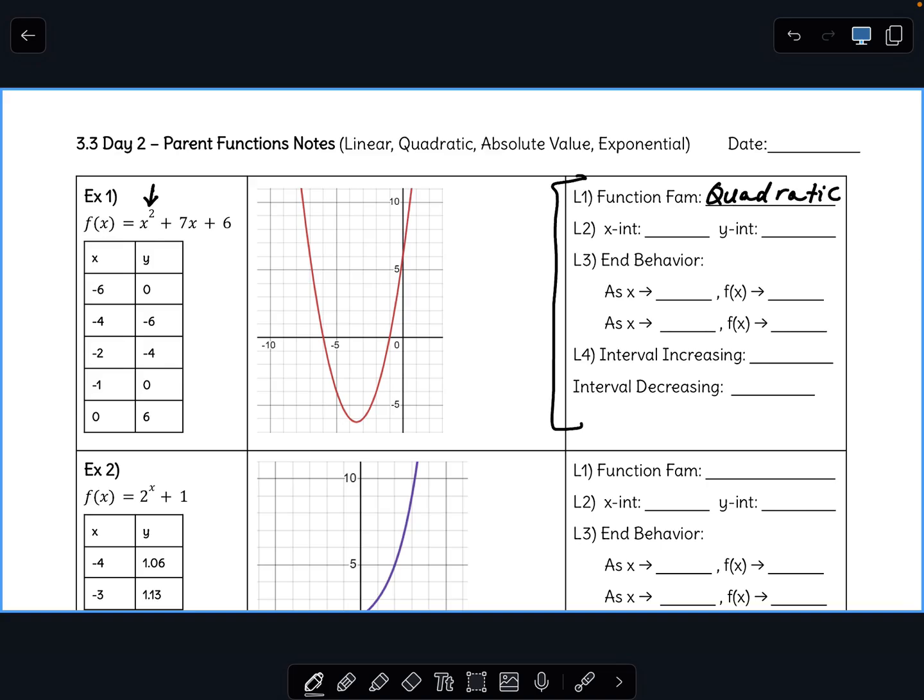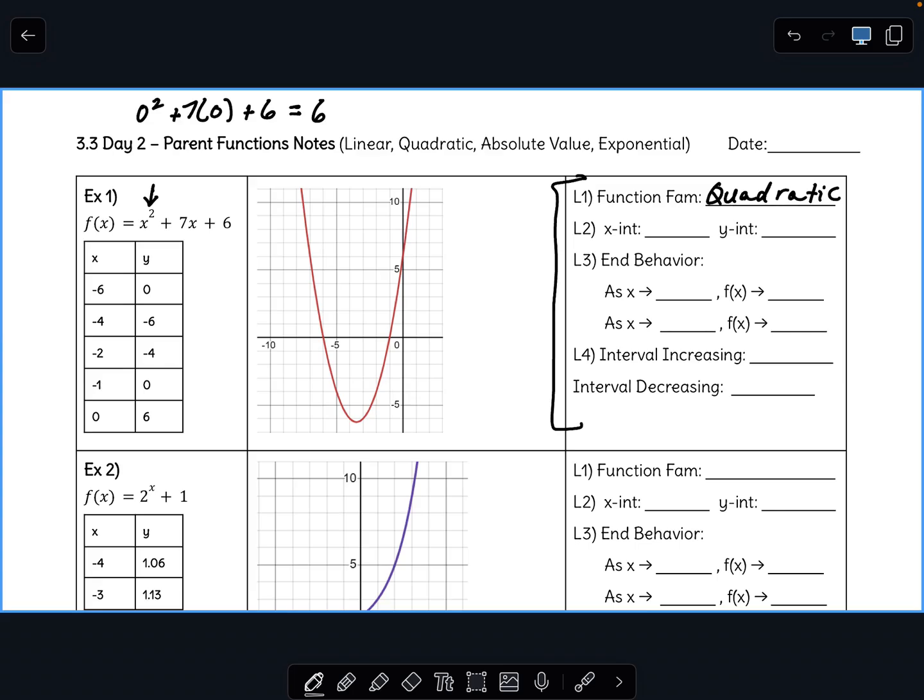Well, you would do the math. In other words, I'm going to replace x with 0. So I'd have 0 squared plus 7 times 0 plus 6. Well, 0 squared is 0. 7 times 0 is 0. That's where the 6 is coming from, okay?